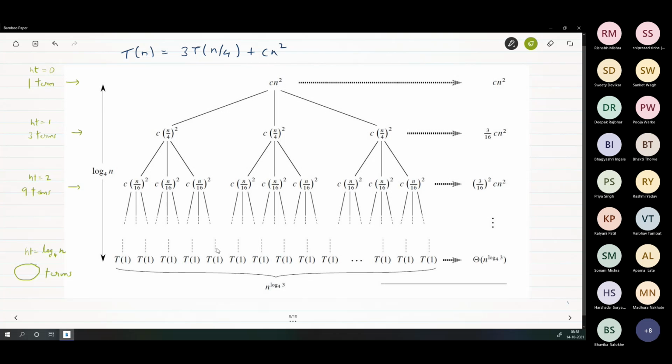I am not asking about the cost or anything. Cost is on the right hand side. That is the leftover term, Cn squared, 3 by 16 Cn squared. I am simply asking for the number of these nodes. You see this? There is one node here. There are 3 nodes here. There are 9 nodes here. 1, 2, 3, 4, 5, 6, 7, 8, 9. At this height, how many will we have? How many copies? What is the total number of nodes? That is what I am asking.